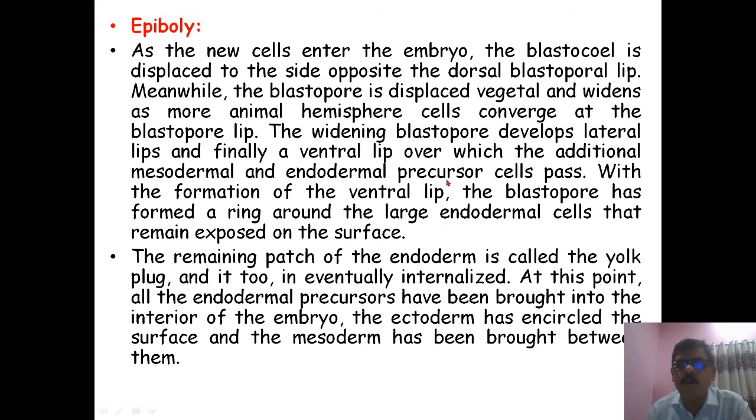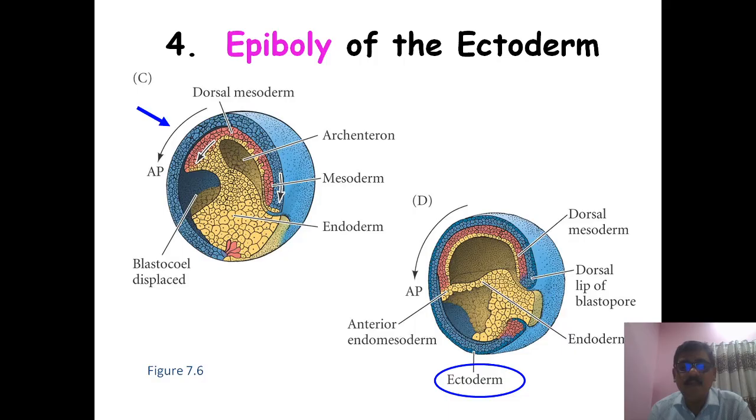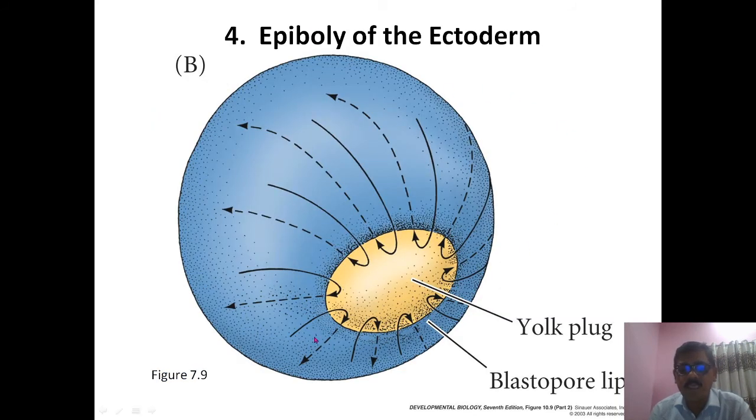So during epiboly, simply the inward movement of the cells causes formation first of the dorsal blastopore lip. Then the blastopore widens and develops the lateral lips as well as the ventral lip, over which the additional mesoderm and endodermal precursor cells pass. With the formation of the ventral lip, the blastopore has formed a ring around large endodermal cells that remain exposed to the surface, and that we call the yolk plug.